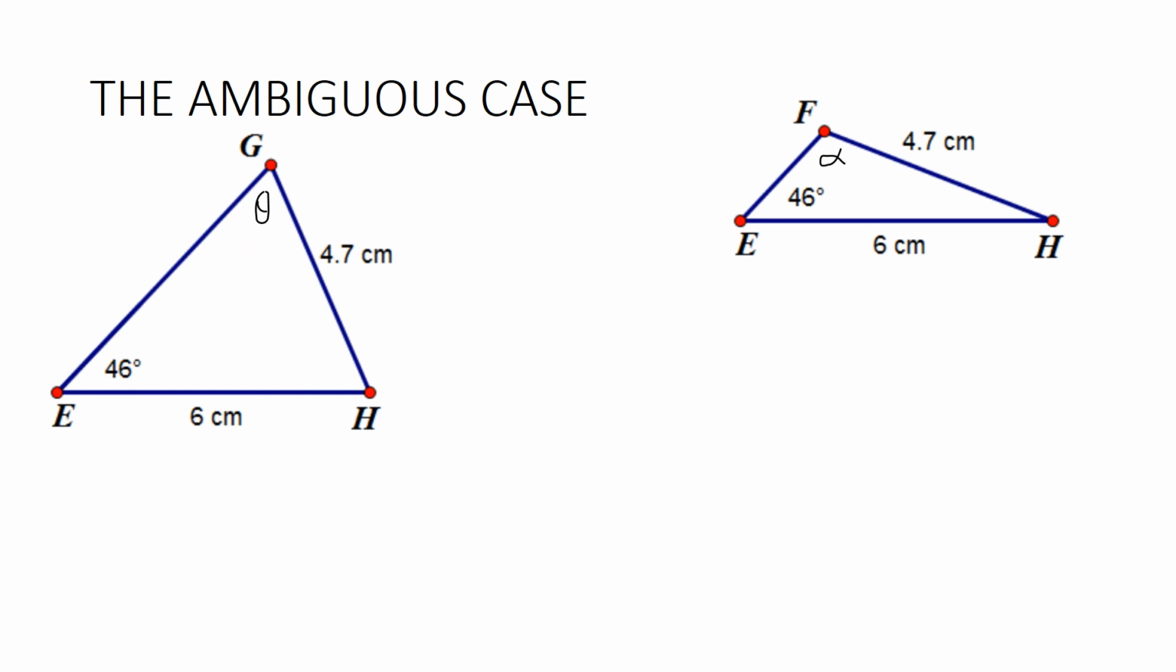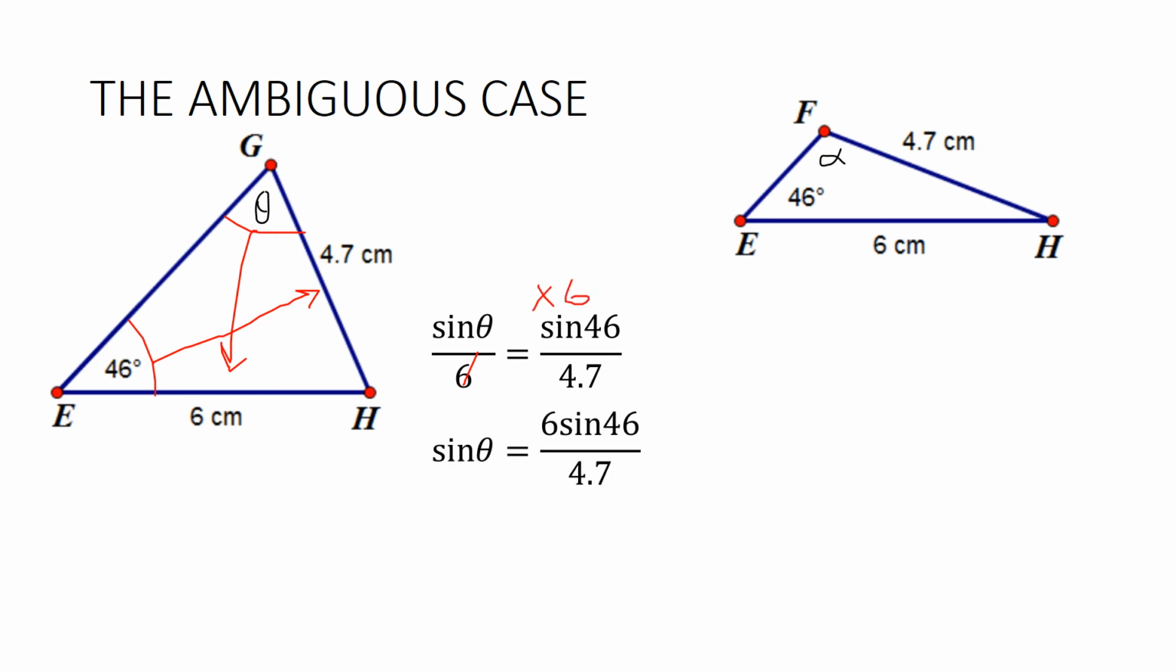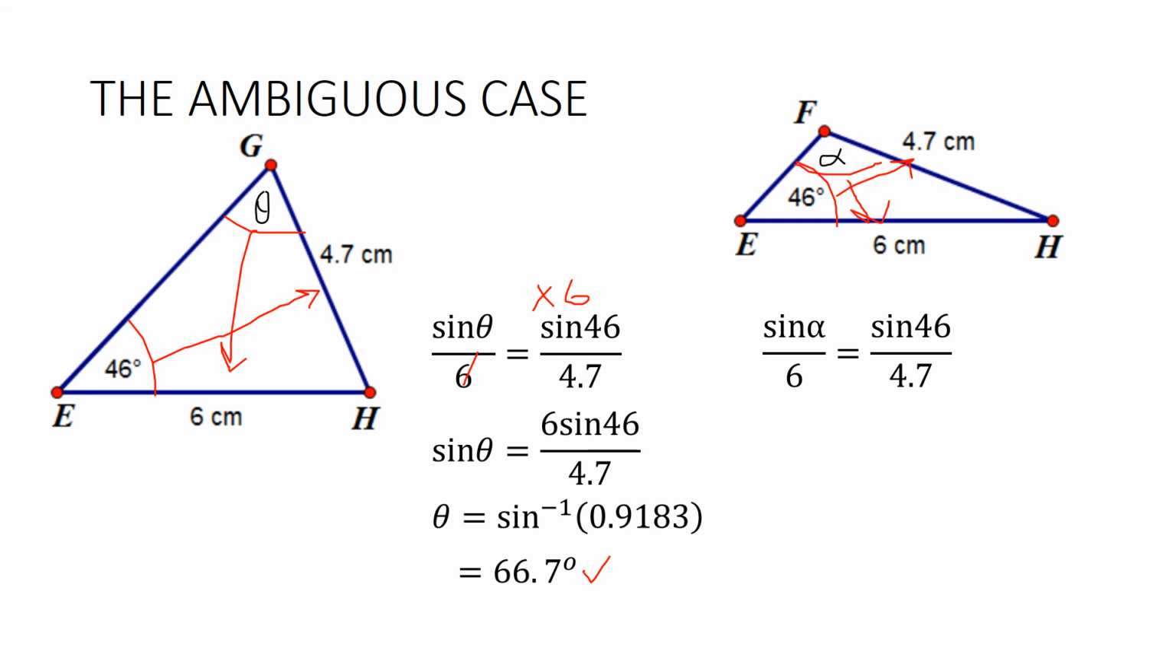I'm going to do sine theta over 6 equals sine 46 over 4.7. Move the 6 over, becomes a times 6. Sine theta is equal to 6 sine 46 on 4.7, and then do shift sine, and I get 66.7, which is correct. Now, when I do this triangle here, I do sine alpha over 6 equals sine 46 over 4.7, which is actually identical to the other equation. Can you see that? So no wonder I get the wrong answer.